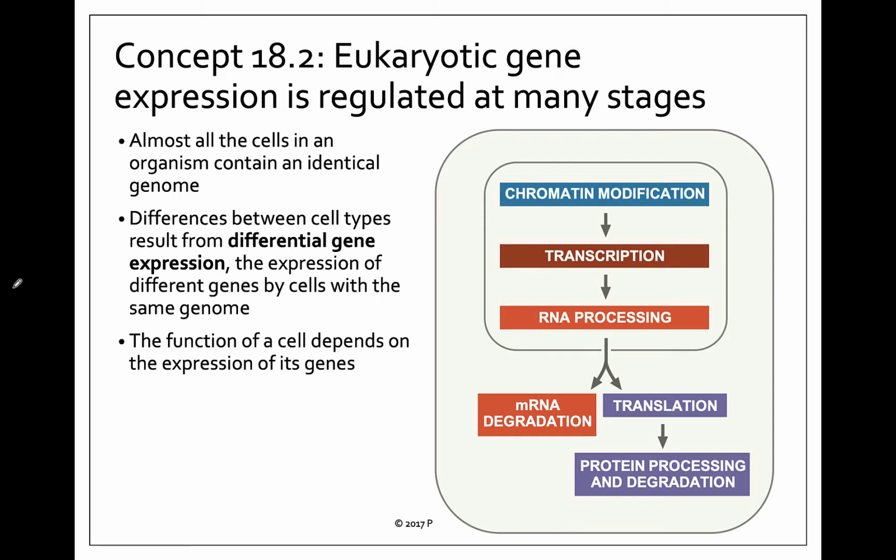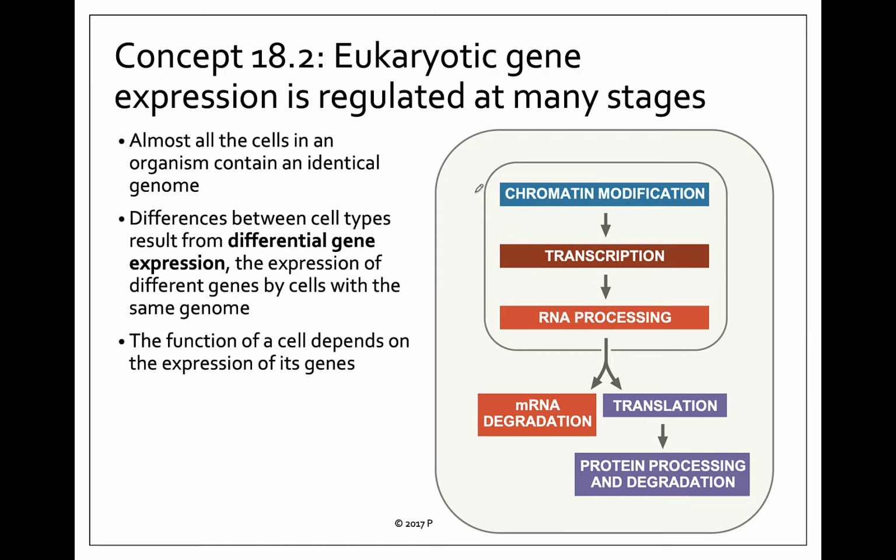However, we have different types of cells. You have stomach cells, heart muscle cells, liver cells, and they all function differently. And the way that they function depends on the proteins that they express. And so we actually have to turn genes on and off in our different types of cells to have different functioning cells. Eukaryotes have a lot of different ways to do this.